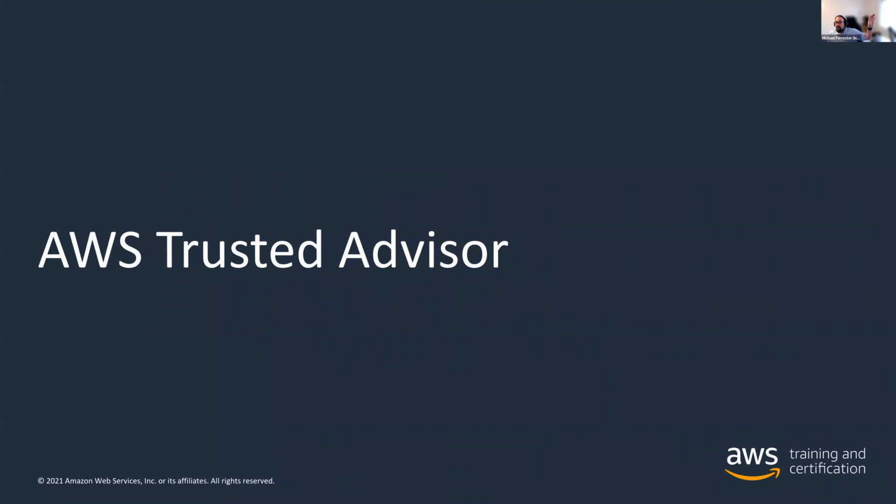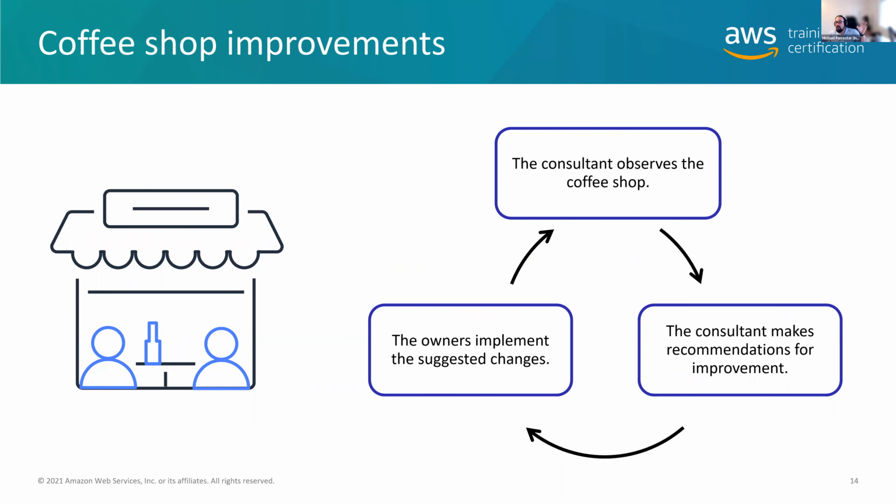Now that's the metrics repository service and then basically the API tracking service against your account. What if you needed a consultant to come in and observe your little account, make recommendations, and then allow you to implement them? Well, Amazon has a service for this.